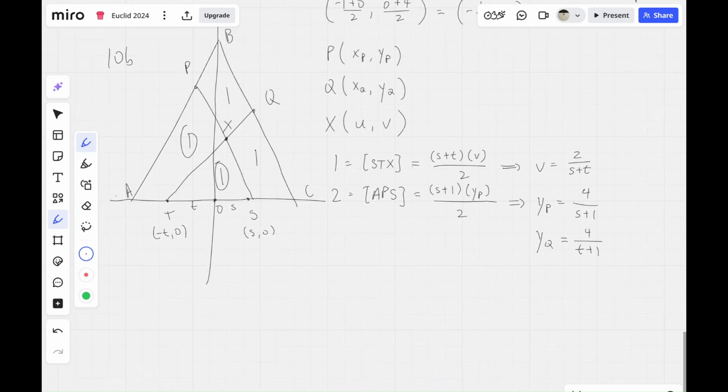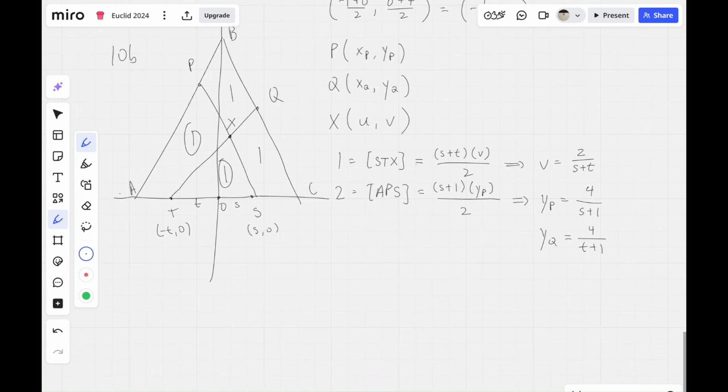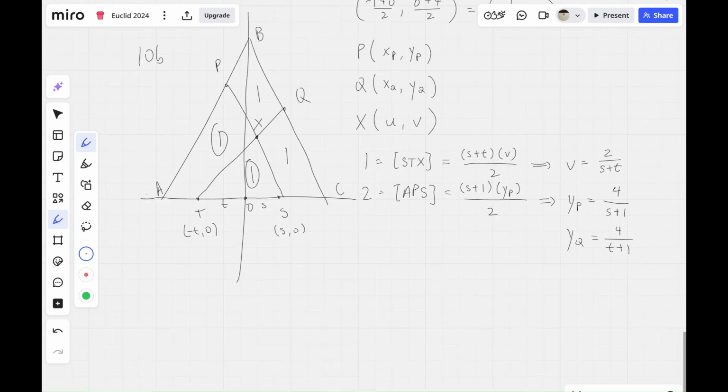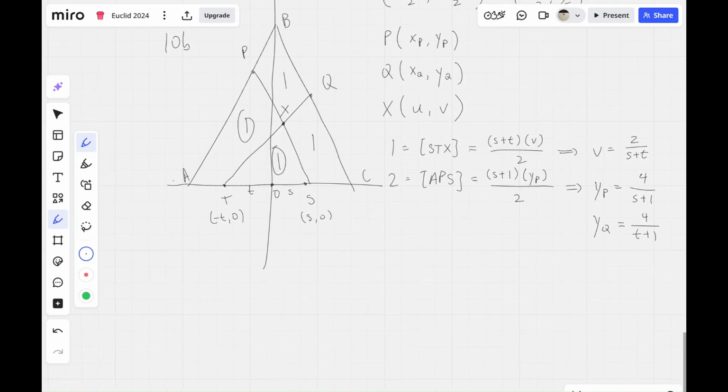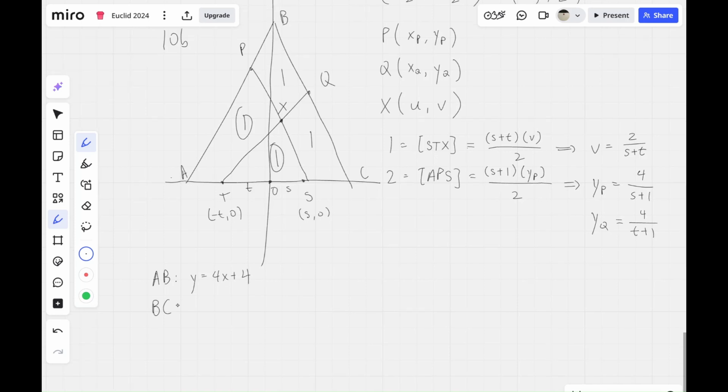Now we can find the equations of lines AB and BC. They pass through points A, B, and C, which we already know the coordinates of. Note that since AO is 1 and BO is 4, line AB has slope 4, and the y-intercept is just B. Therefore, AB has the equation y equals 4x plus 4, while BC has the equation y equals negative 4x plus 4.